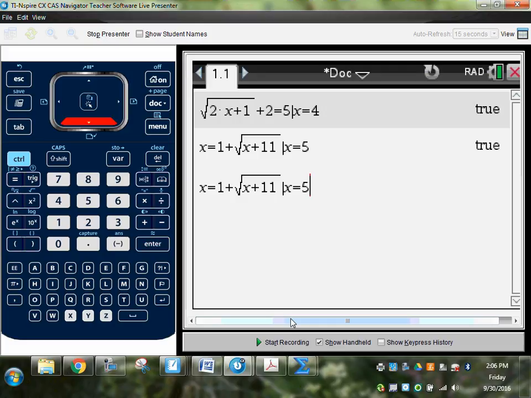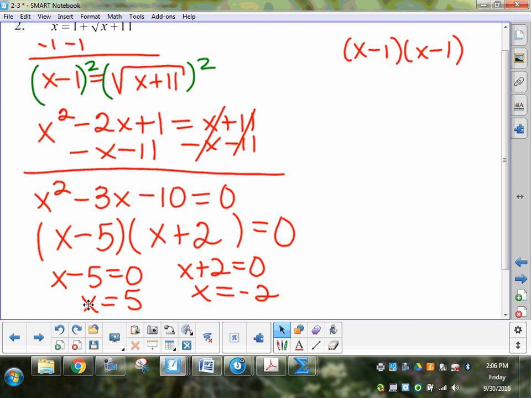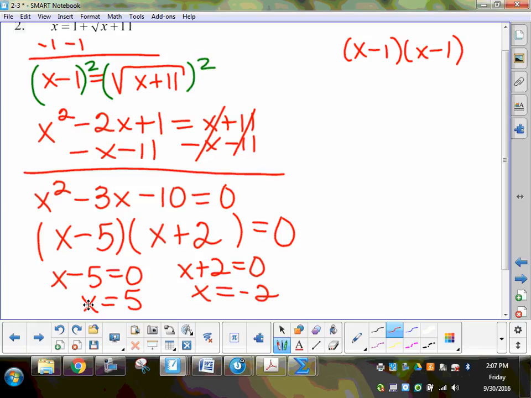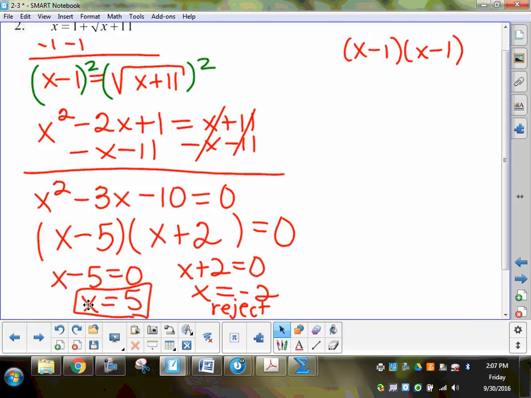Change that. Now, was our answer -3 or -2? -2. Check the -2. So the -2 doesn't work. That's called, and we're going to use a big kid word here, an extraneous solution. You circle the answer that works. You write reject, not omit, underneath the ones that don't. Now, you have to check every answer that you get, period.